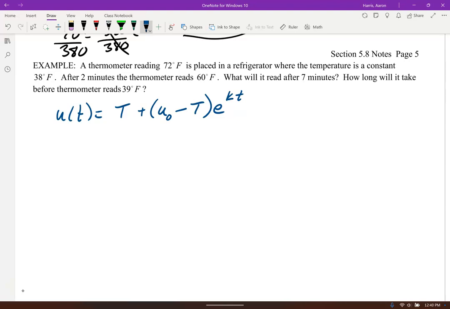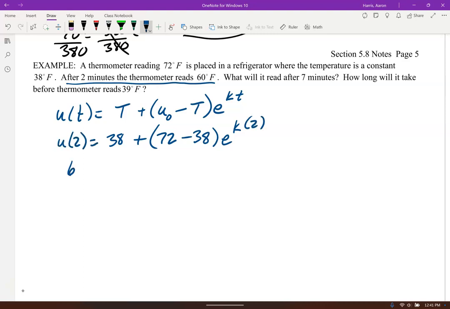All right, a thermometer reading 72 degrees. That's the initial, u sub zero. Placed in a refrigerator where the temperature is a constant 38. So it'll eventually be 38. That's our capital T. But then it tells us that after 2 minutes it reads 60. It gets down to 60 from 72 in 2 minutes.